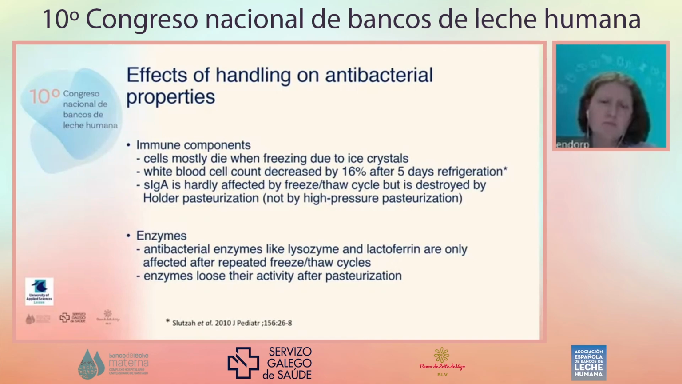If you look at proteins, they are less affected by what you do with milk. But if you heat above 60 degrees, all proteins will be denatured, so they would lose their action. And that is what happens when you do the Holder pasteurization. And that's why some milk banks switch to high pressure pasteurization, because it's effective in killing bacteria, but it doesn't destroy components like proteins.